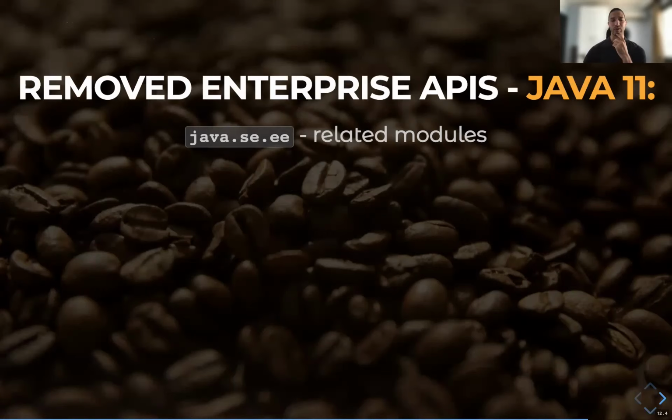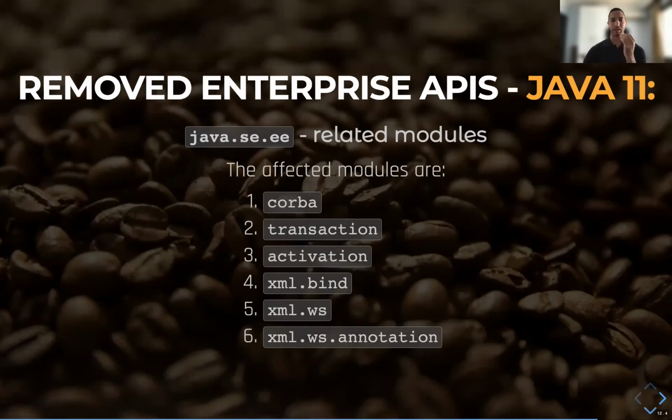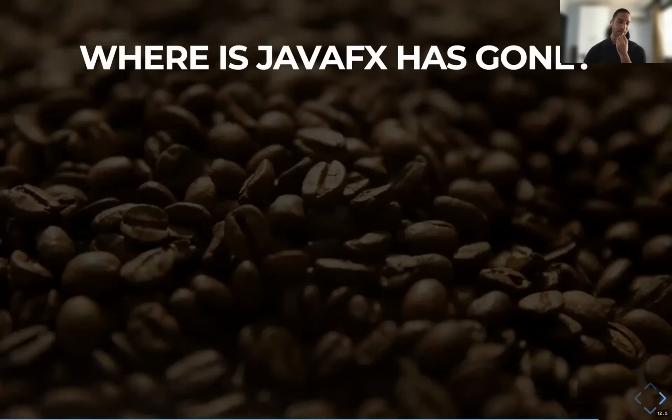We have removed all the modules related to Java EE at that time, which is now part of Jakarta EE, which was CORBA, transactions, activation, XML binding, XML Web Services, and XML annotations. They are now removed, all the enterprise APIs, and you can download them or include them in your application as separate libraries in your BOM file.